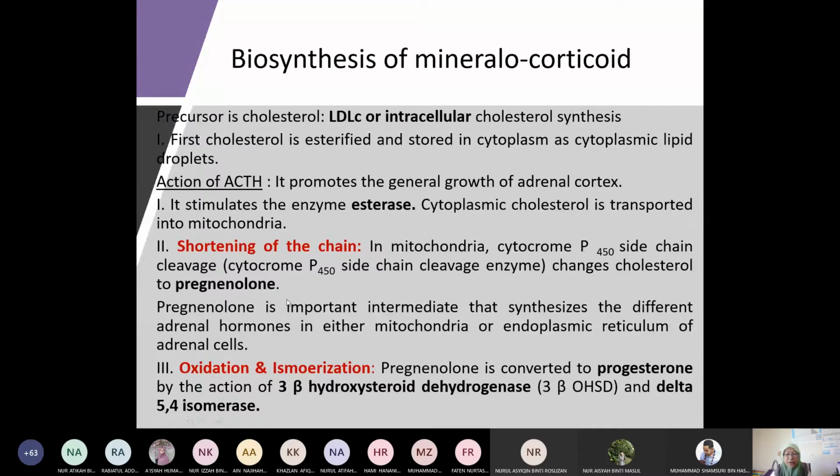So NADPH is very important. You have already known that, right? HMP pathway, hexose monophosphate shunt. In each and every cell, they have enough NADPH. So NADPH is used for reductive biosynthesis, including steroid hormone biosynthesis. In the endoplasmic reticulum or mitochondria, pregnenolone is formed after shortening of the cholesterol chain. The next reaction, as I showed you earlier, is oxidation and isomerization. This reaction is catalyzed by 3-beta hydroxysteroid dehydrogenase plus delta 5,4 isomerase enzyme. It's an enzyme complex. They work together to make sure oxidation and isomerization are done so that the pregnenolone can be converted to progesterone.